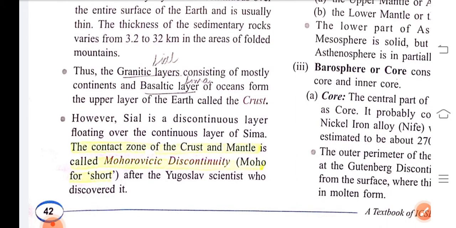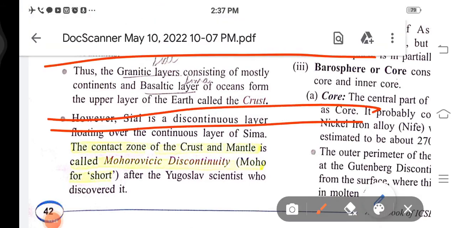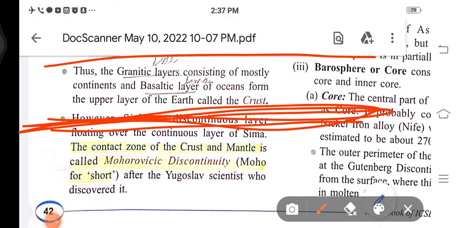So the meeting point, here is the crust, here is the mantle. This part is called Mohorovicic discontinuity, or Moho discontinuity. Both are correct. It is named after the Yugoslav scientist who discovered it. So this Moho discontinuity was discovered by a Yugoslav scientist.